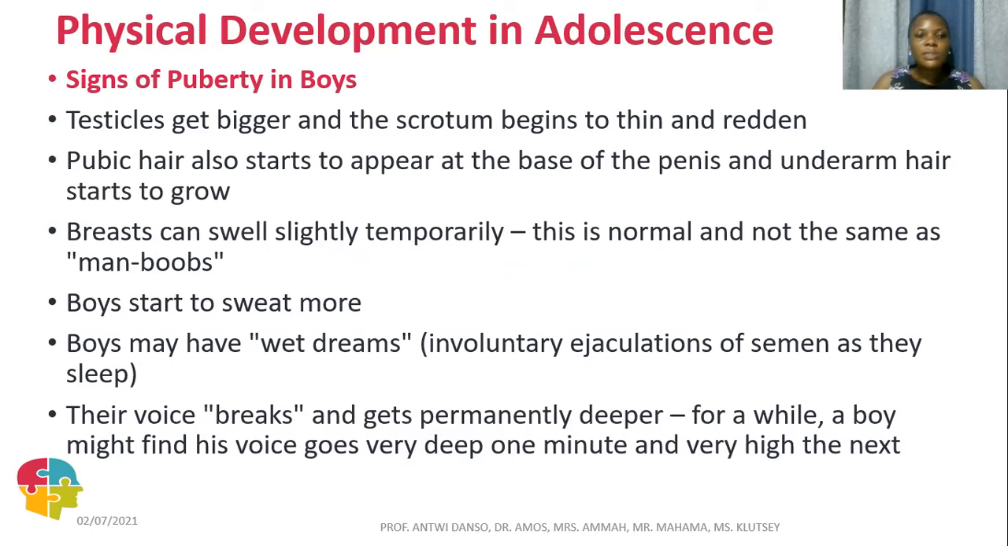In males, the penis and testicles become bigger. The scrotum begins to thin and redden. They have pubic hair at the abdomen and under their armpits. Their breasts begin to swell slightly and temporarily. It is not big compared to that of the females, and that is what we call man boobs. Boys also begin to sweat more.